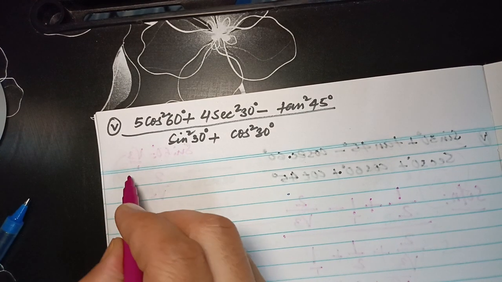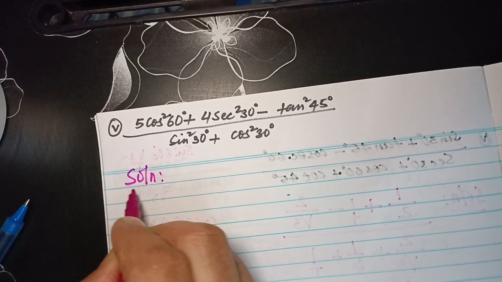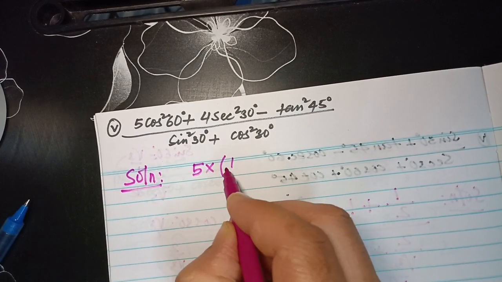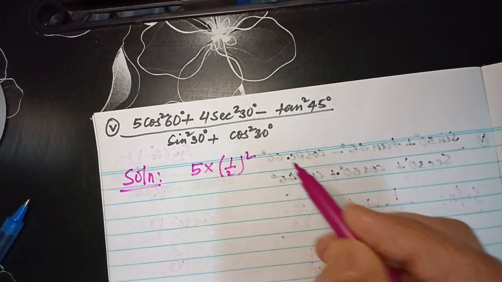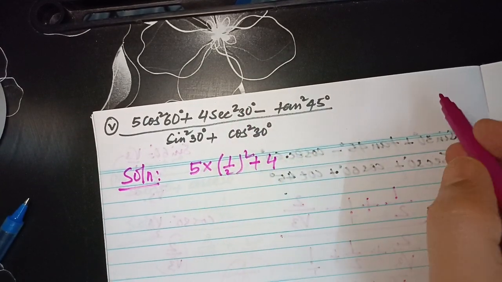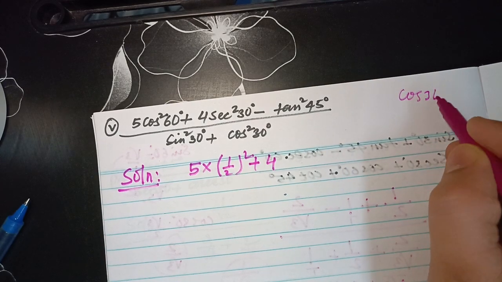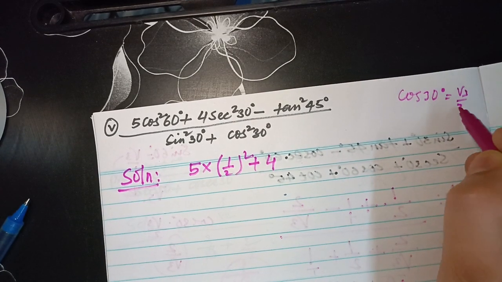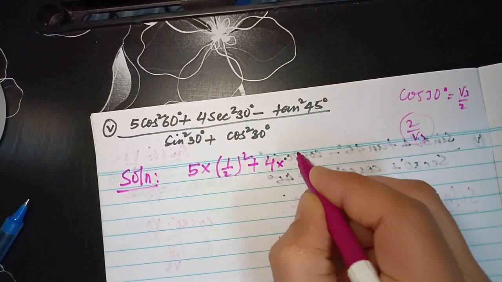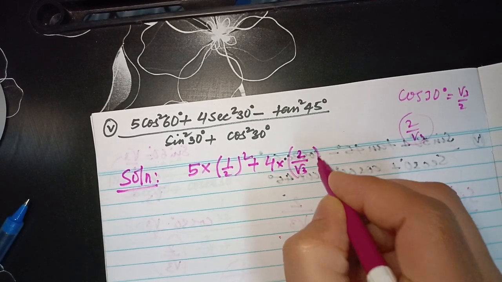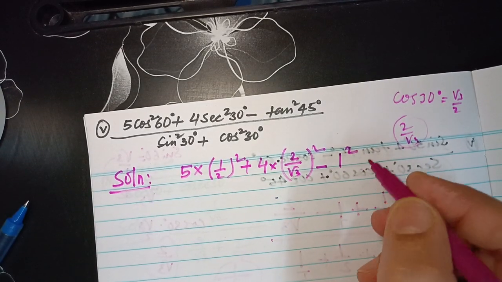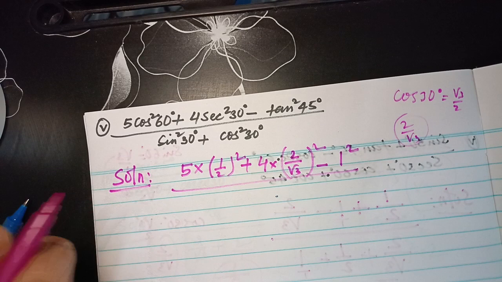Now let us continue. Solution: 5 into cos 60, which is 1 by 2, but there is a square on it, so you have to square it, plus 4. For sec 30 you need to know the value of cos 30, as I have told you already. Cos 30 is root 3 by 2, so for sec you will get 2 by root 3. So I'll write 4 into (2 by root 3) whole square, minus tan 45, which is very easy, 1. Remember it, tan 45 is always 1.